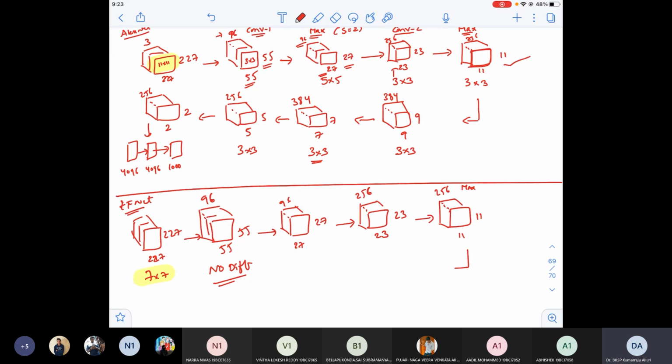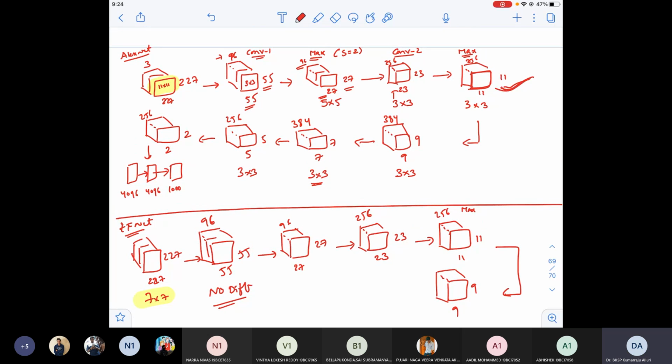And after that 11 cross 11, you will have 9 cross 9, and then your depth would be here. The difference comes from here. To tell you only this difference, I have to draw that. Till this point, 11 cross 11, 256, same. Now 9 cross 9 is also the same, but see this, 384, because they have applied 384 kernels.